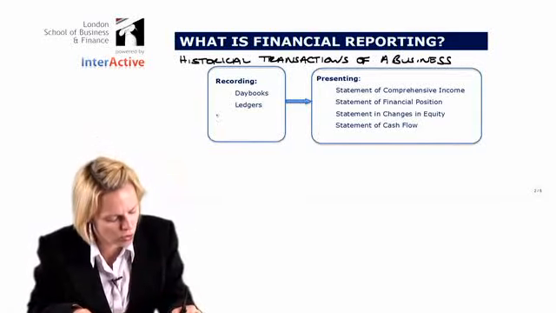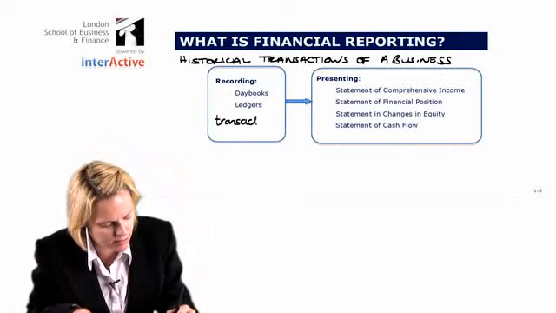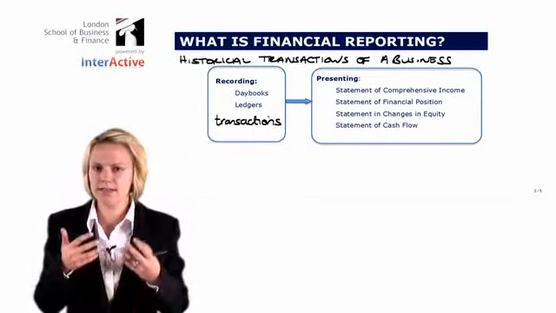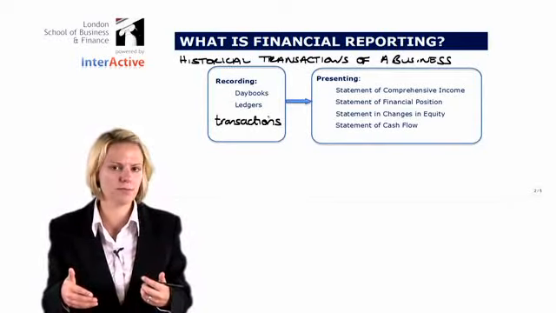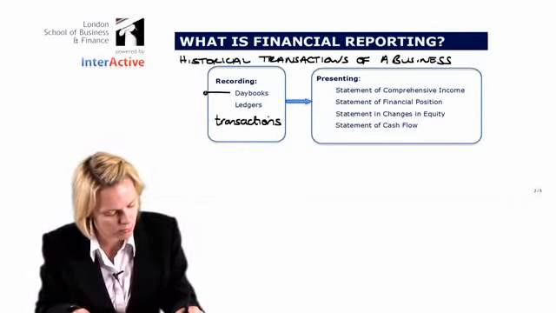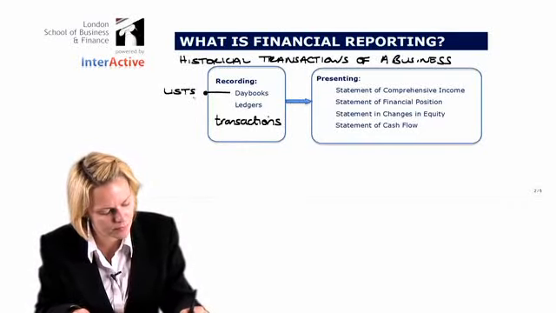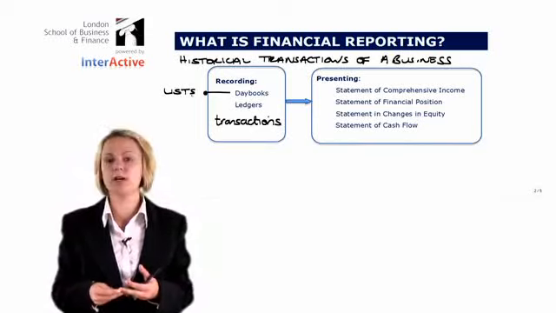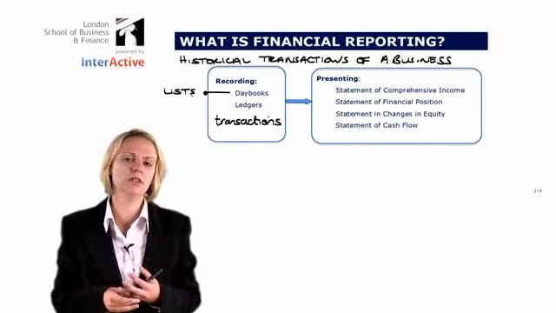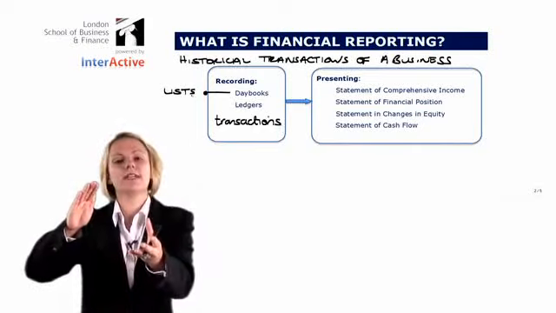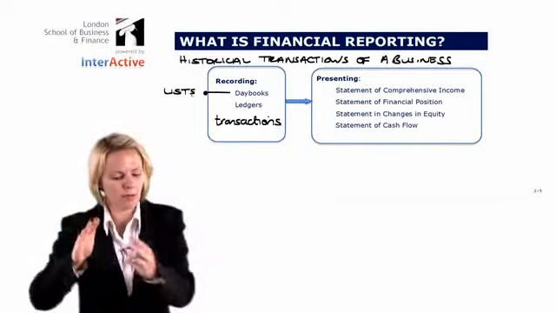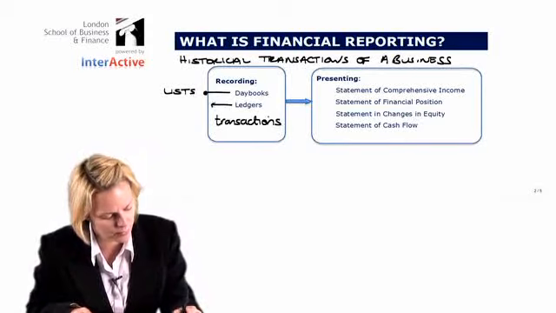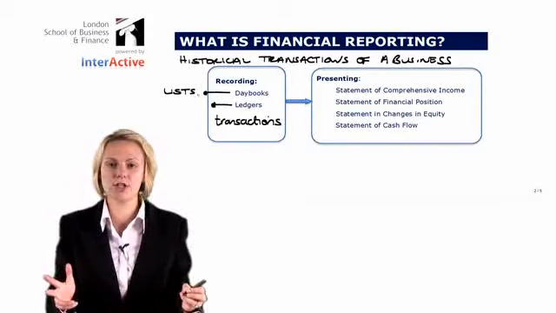Now, what we do is we record transactions of a business through two places, the day books and the ledgers. The day books are lists. So a transaction may be that you are selling goods to a customer and they're promising to pay you later. So you could have a list of all your invoices for a month, and that would be recorded in a day book. And then the transactions are posted to the ledgers.